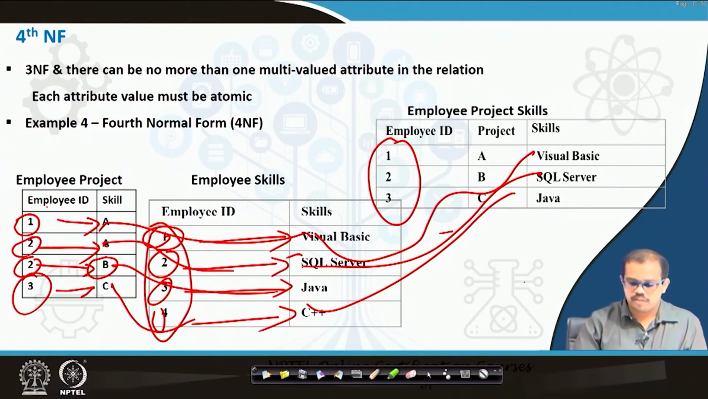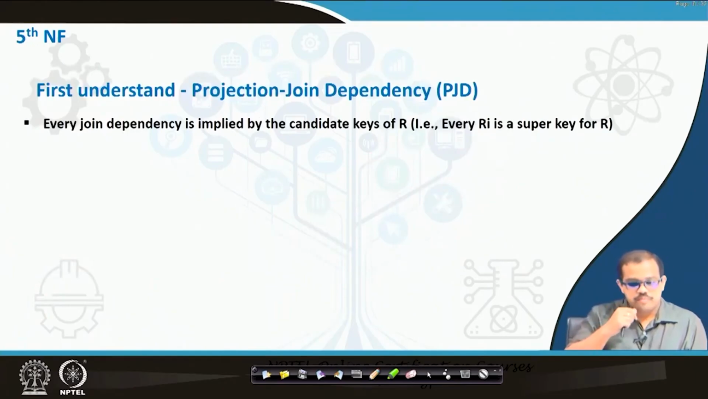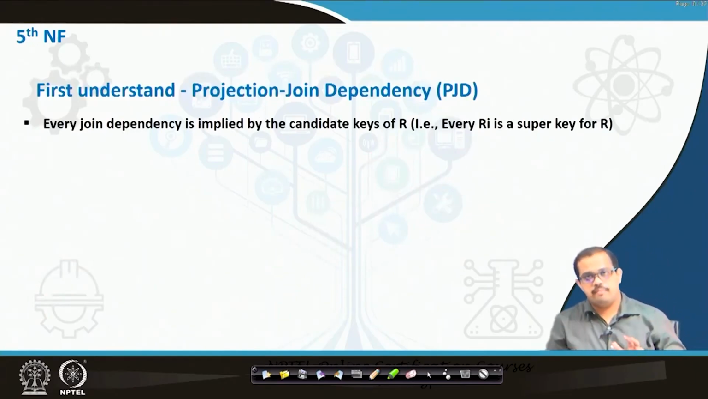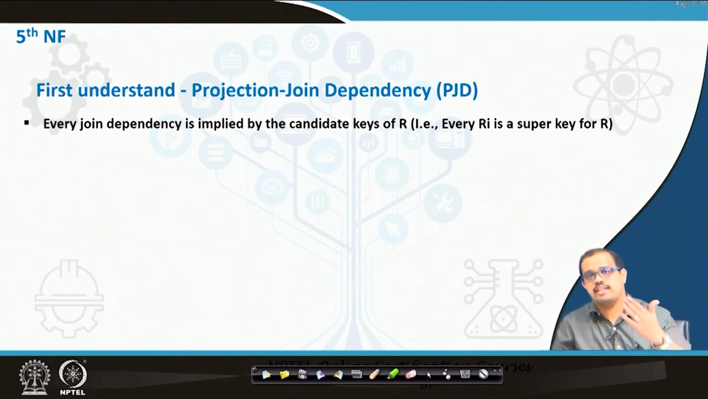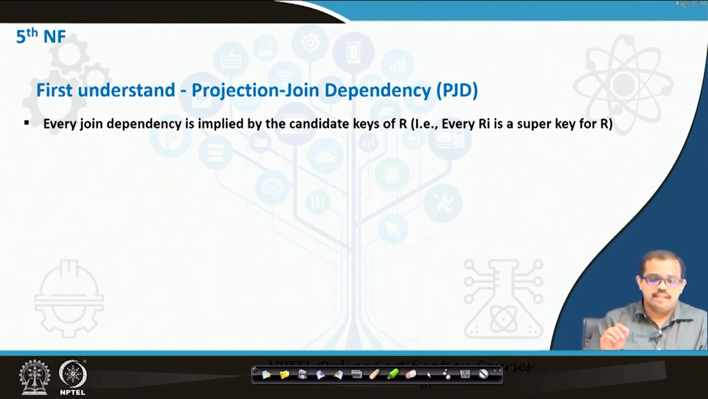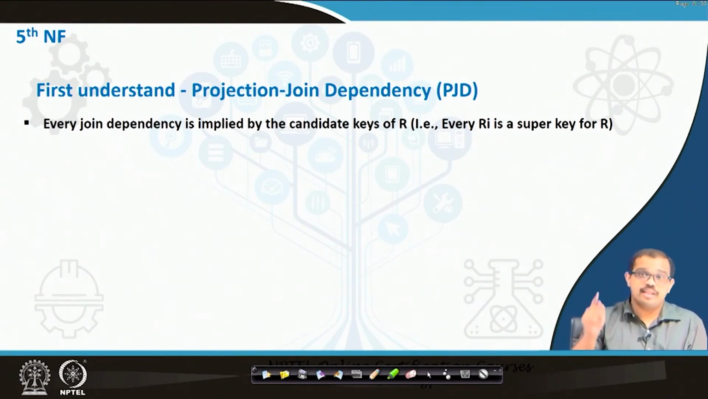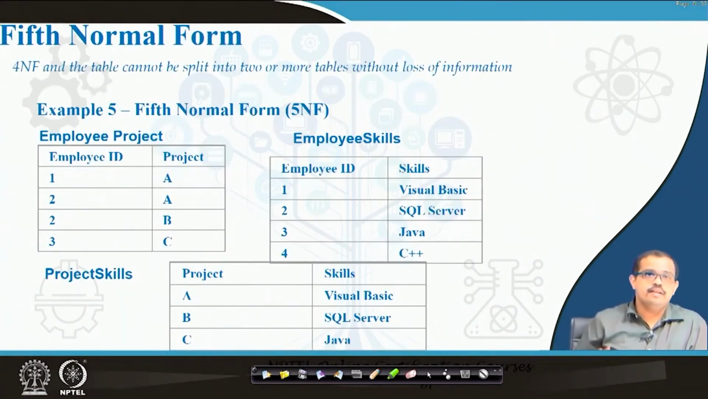Then the fifth normal form is a bit complicated. I would not really get into details of it, but if someone is really interested, please try to understand what a projection join dependency is. The concept of projection join dependency is very important to understand the fifth normal form. What it states is every join dependency is implied by the candidate keys of R, that is, every Ri, there is a set of Ri which is a super key for R. So there always exists a super key for R. That is the first thing of a fifth normal form.